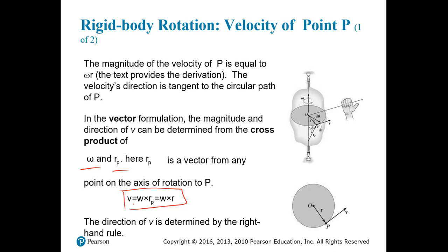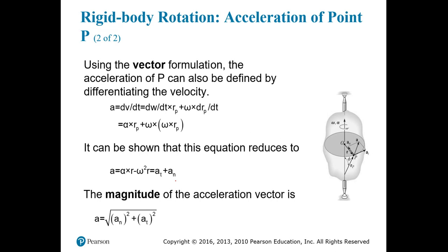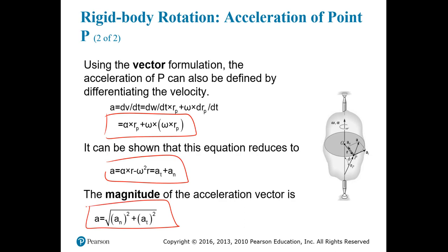Just going back a little bit into statics. Using the vector formulation, we can work these equations as the time derivative of the velocity with respect to time. That way we can reduce the equation to this by performing cross products of these different vectors, keeping in mind that the magnitude of the acceleration can be obtained by squaring each one of the components and taking the square root of all of that.